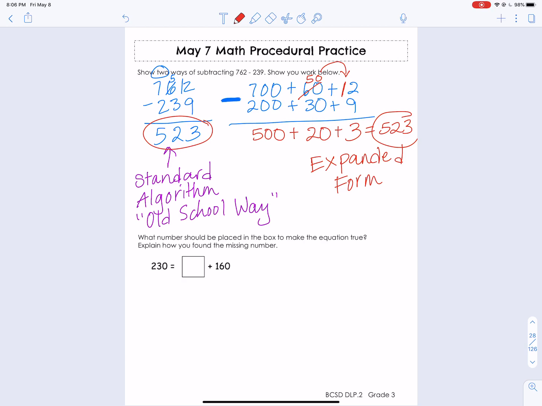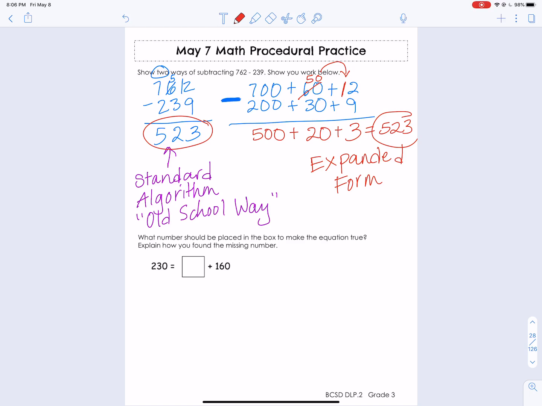Okay, moving on to the last bit. What number should be placed in the box to make the equation true? Explain how you found the missing number. Whenever there is a missing addend in an addition problem, the easiest way to figure this out is by rewriting it as a subtraction problem. You'll see this actually in my math explanation for May 6th. We also had some problems like this. So if you want to see another example, check out the May 6th math explanation video.